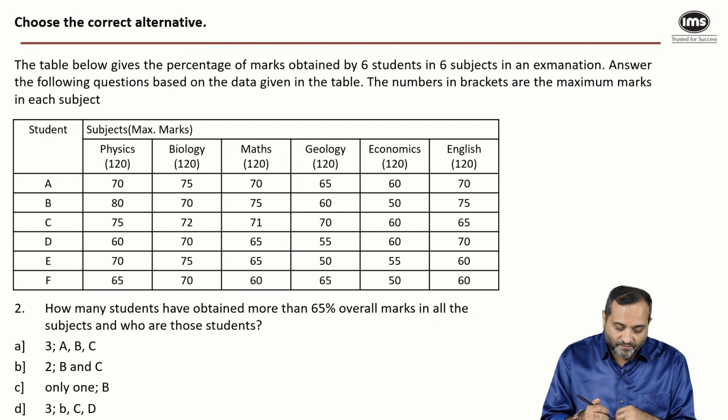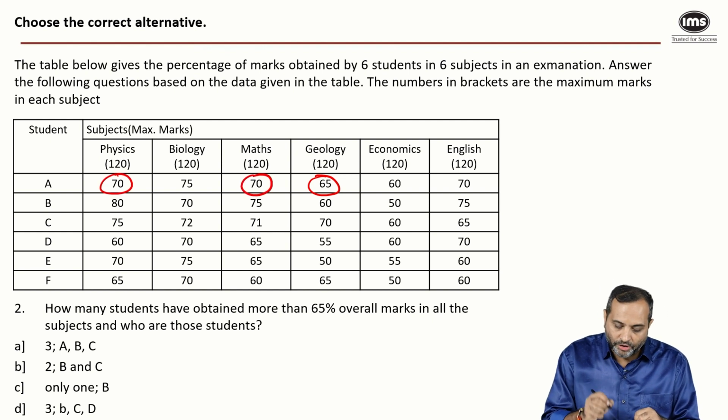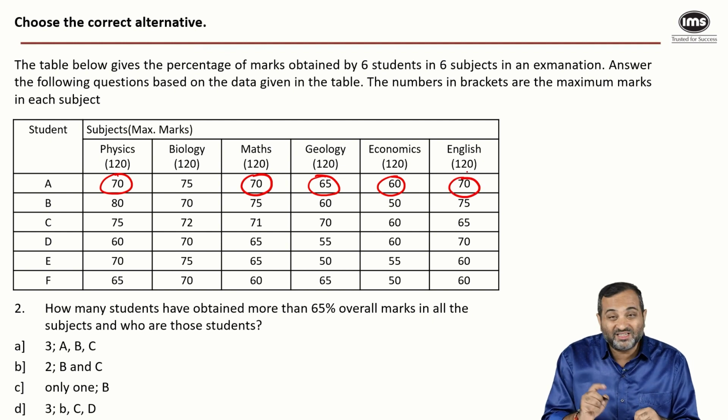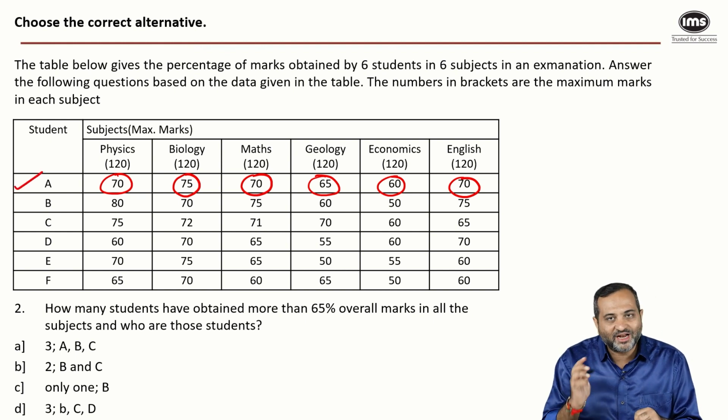How many students have obtained more than 65% overall marks in all the subjects, and you also have to find out who are those 2 or 3 students. So the question is how many students have obtained 65% overall marks. So let's look at A. Do you see this is already a 65? Do you see this is a 70? 60 and 70 will give me a 65 as an average, and this is already 75, which is greater than 65. So student A satisfies that criteria.